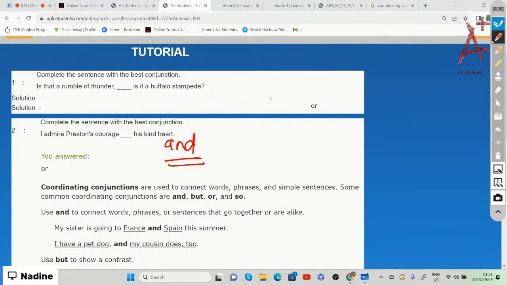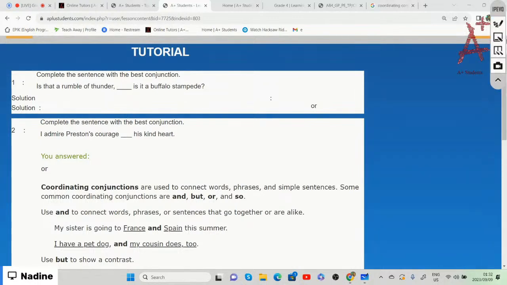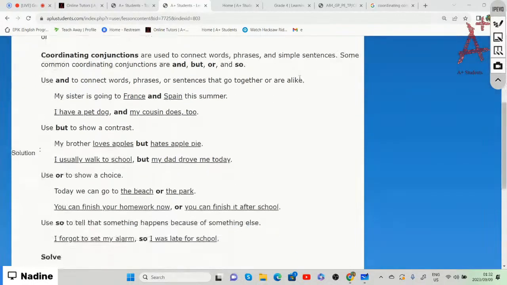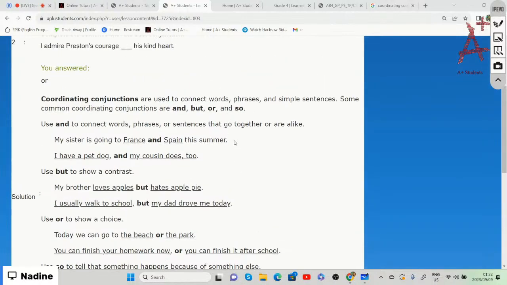Because he's got both. He is courageous, he's got those qualities, and he's got a beautiful, kind heart. Choosing and, but, or so can be very tricky because sometimes you won't know when to use what, right? That is why it is good to know, for example, we use and for adding on things that are alike, but for showing contrast, or for showing a choice, and so tells us something happens because it happened already.